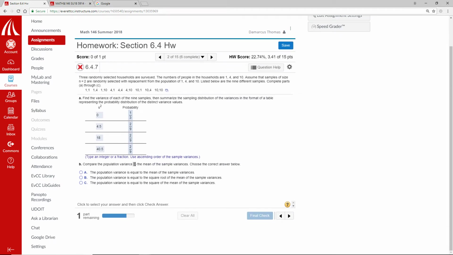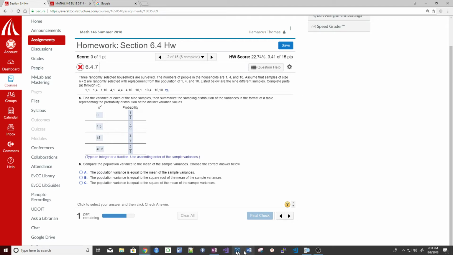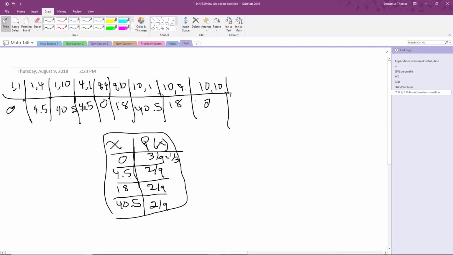Compare the population variance to the mean of the sample variances. They should be the same. Now the question is, how do you get the mean of this? It's a lot of work. You have to get two columns, or take the average of all of this: add them all up and divide by 9.